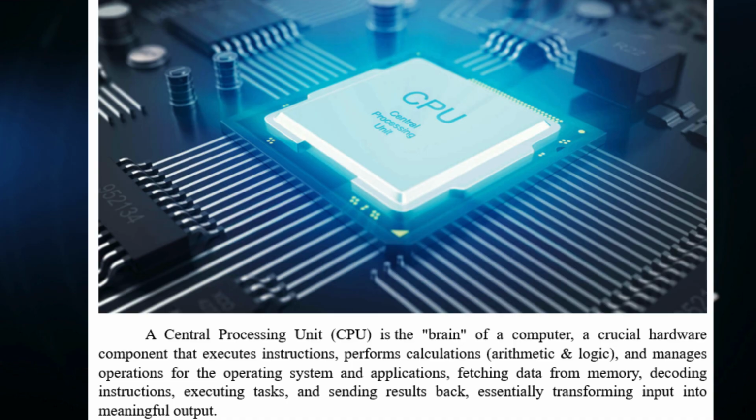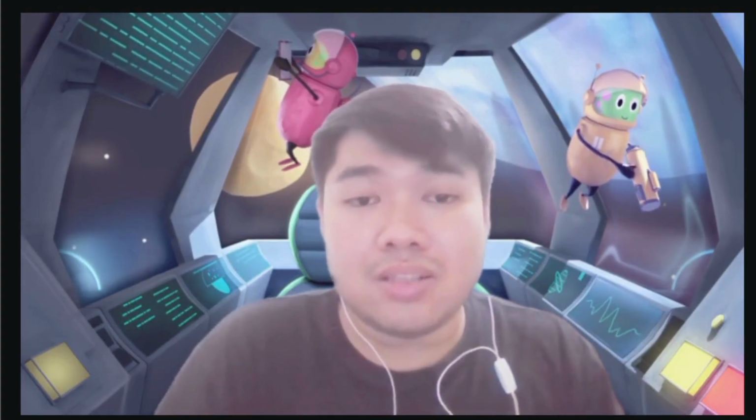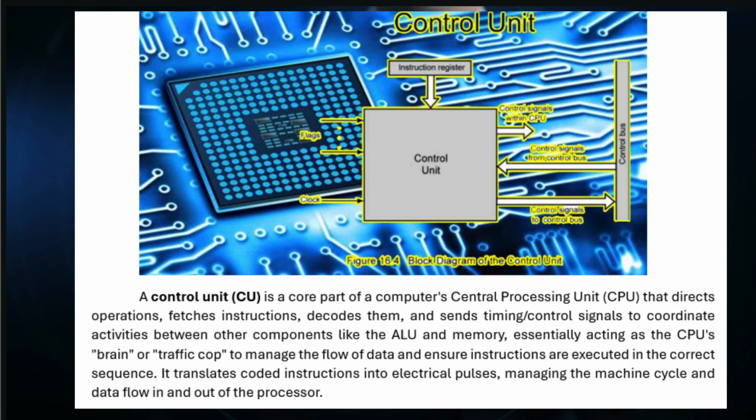So, the first one, for the main components of the CPU, the control unit. The control unit directs all activities of the CPU. It tells other components what to do and when to do it. So the function: it fetches instructions from memory, it decodes instructions, controls data flow between CPU, memory, and the input-output devices. For example, if you press a key on the keyboard, the control unit tells the CPU to read the input, process it, and display it on the screen.